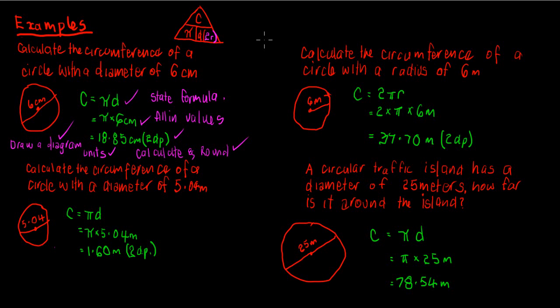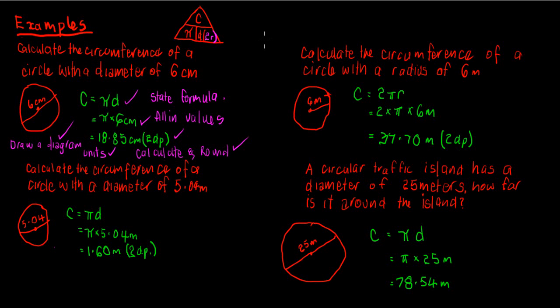Here's another one. Calculate the circumference of a circle with a radius of 6 meters. Draw the diagram. Note that it's the radius this time, not the diameter. So, get the correct formula. C equals 2 pi r. Fill in the values. C equals 2 times pi times 6 meters. Include the units in your calculations. That way you can keep account of them. Calculate that out. 37.70 meters to 2 decimal places.